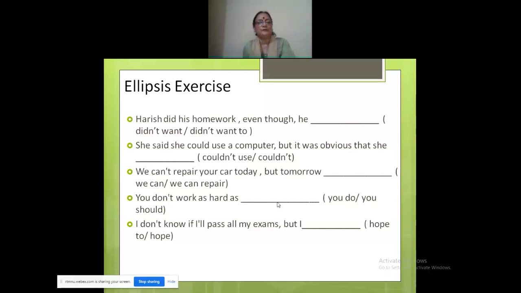I don't know if I'll pass all my exams, but I hope to. I hope to. हाँ, क्योंकि खाली होप अगर करेंगे तो होप के बाद आई होप फॉर, आई होप, तो क्या आने वाला है वो क्लियर नहीं होगा, तो आई होप टू करना सेफर है.